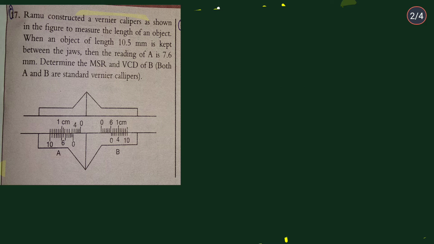Question number 1. Ramu constructed vernier calipers as shown in the figure to measure the length of an object. When an object of length 10.5 millimeter is kept between the jaws, the reading of A is 7.6 millimeter. Then what are the main scale reading and vernier scale division?